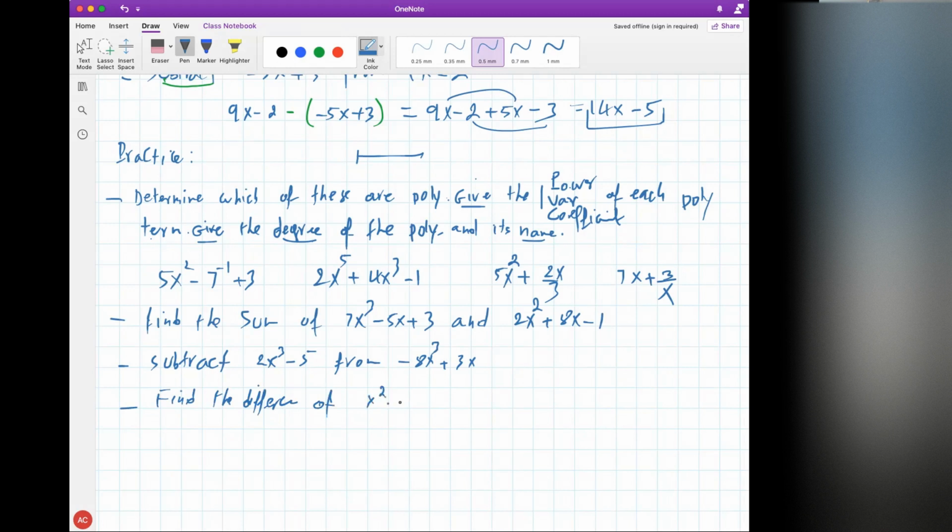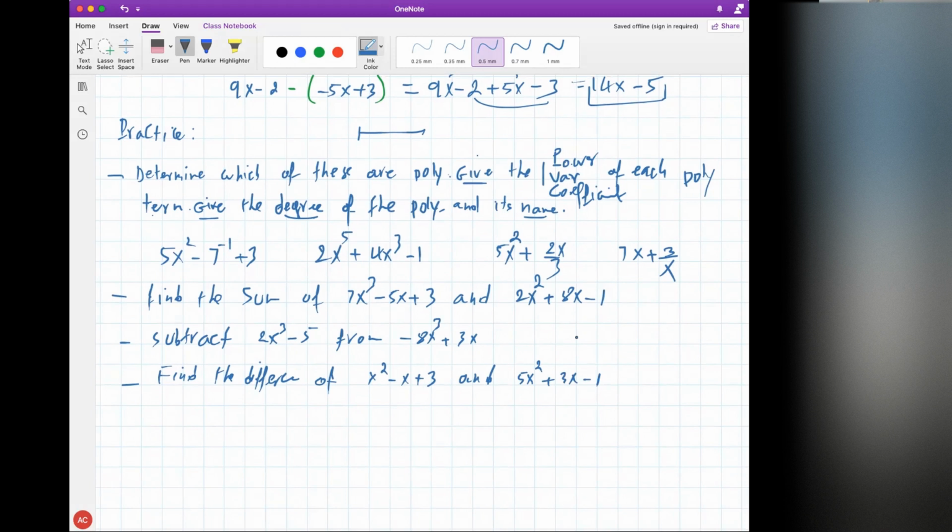x to the second minus x plus 3 and maybe 5x to the second plus 3x minus 1. Okay, again, this should be pretty simple. This is something you need to understand, not something you can memorize. So if you understand the details, all these can be very simple. You can do them quickly. And addition and subtraction also are pretty simple.